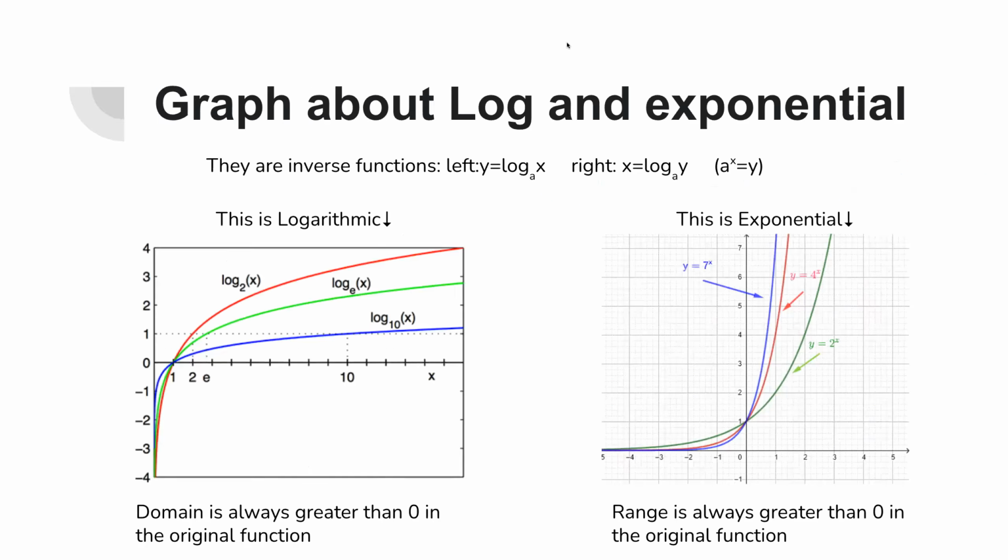Next slide, please. So here are the graphs of log and exponential. They are each other's inverse functions, which means that if you switch the x and y in the exponential function, you get the logarithmic function. It is that magical. And then what we want to know is the slope of the logarithmic functions. So basically, the larger the base, the smaller the slope will be.